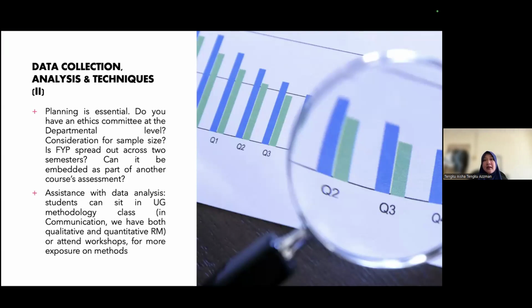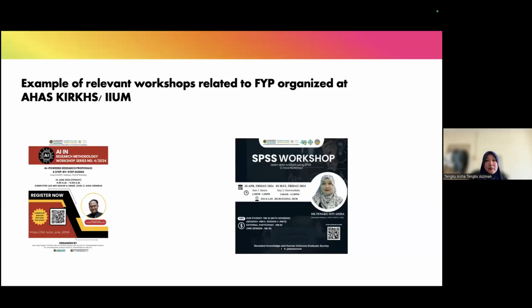So I like the fact that cross-disciplinary research can be done. I think in our new curriculum, we have this component of cross-disciplinary assessments. So FYP can be a good example of how you can collaborate with other departments in order to produce a good FYP. And of course, assistance with data analysis. Students can sit in methodology classes again to refresh their knowledge or to gain more exposure. They can attend workshops, for example. These are some of the workshops that have been organized at our Kulliyyah and by other bodies. We have workshops on SPSS and also workshops on AI. So this is very important now.